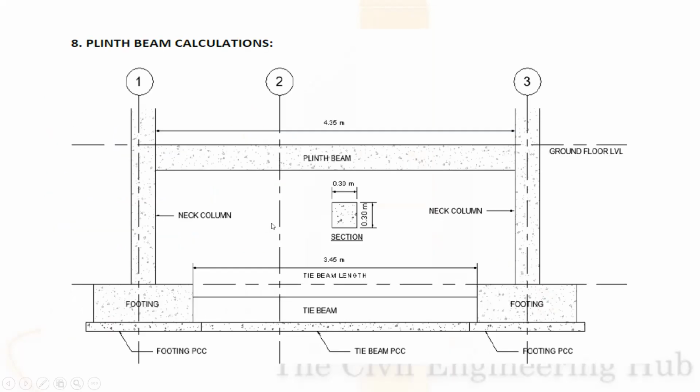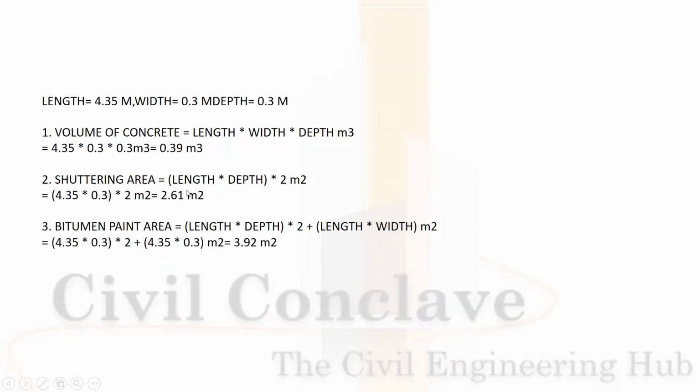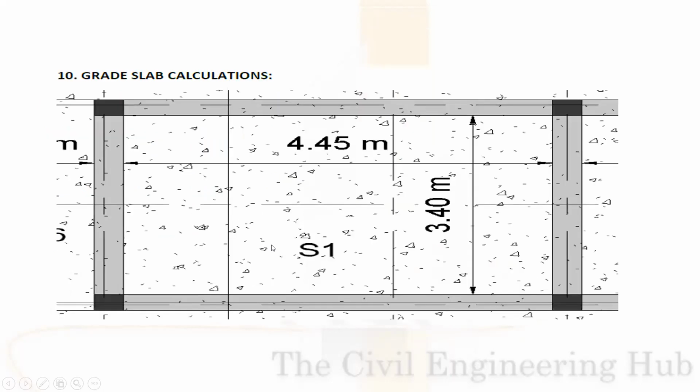Plinth beam calculation. See, this is the entire image of the plinth beam calculation. Volume of concreting will be 0.39 cubic meter. Shuttering area will be 2.61 square meter. Bitumen and paint area will be 3.92 square meter.